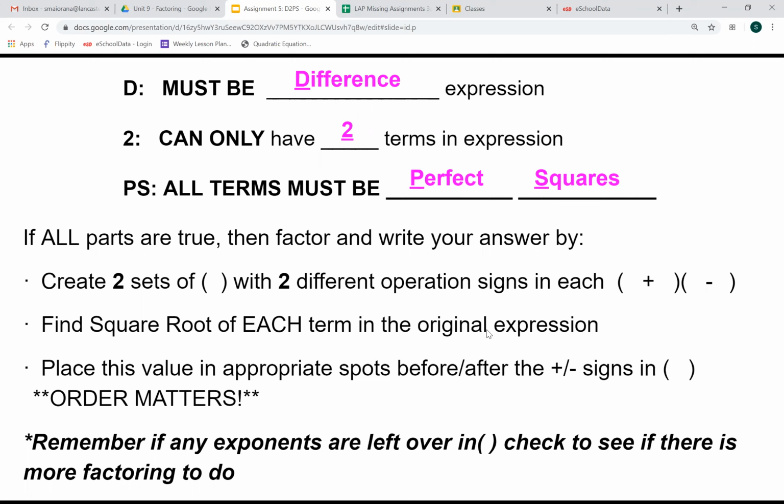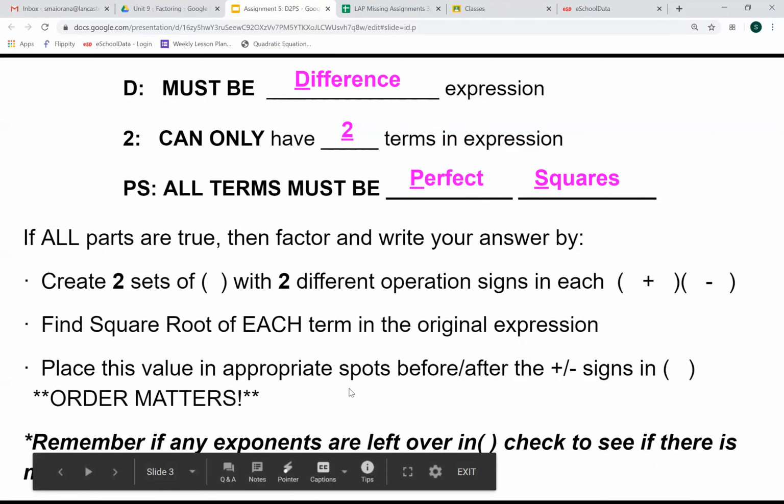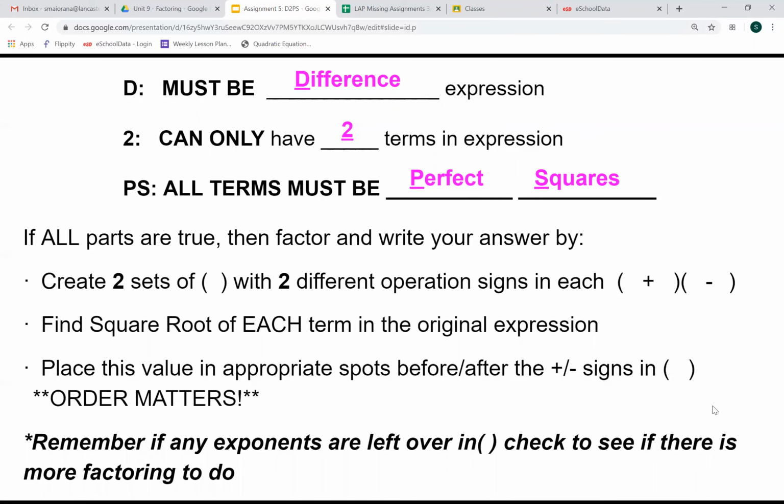If all of those parts are true, then we can factor our answer in the following process. We're going to create two sets of parentheses with two different operation signs: a parentheses with a plus in it and a parentheses with a minus. So something plus something and something minus something. Then, because they're perfect squares, we're going to square root each term in the original expression and place it in the appropriate spot in our parentheses. Now, if you have a high exponent left over in your parentheses, sometimes they can break down and factor even more, so just be aware of that.